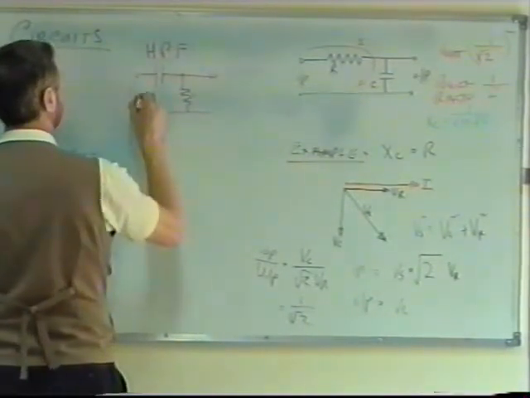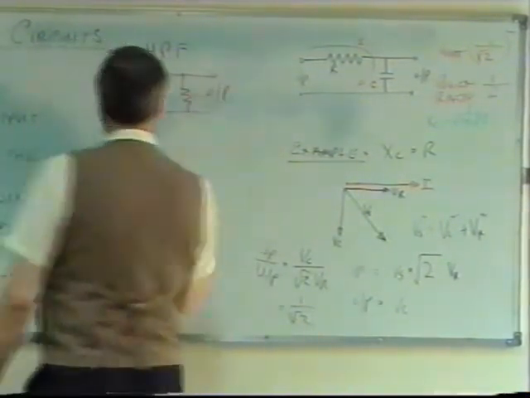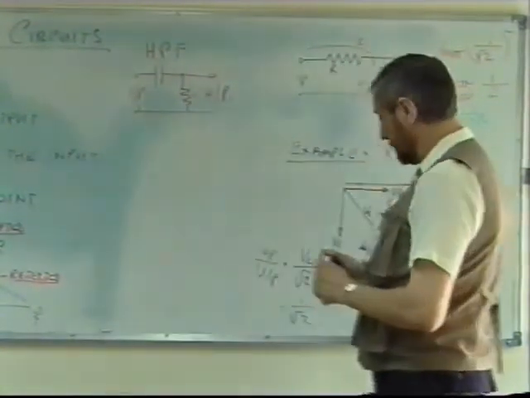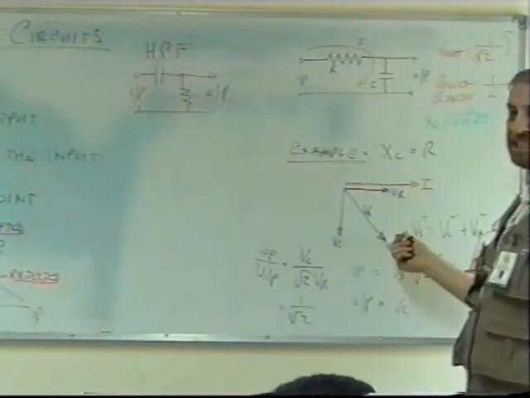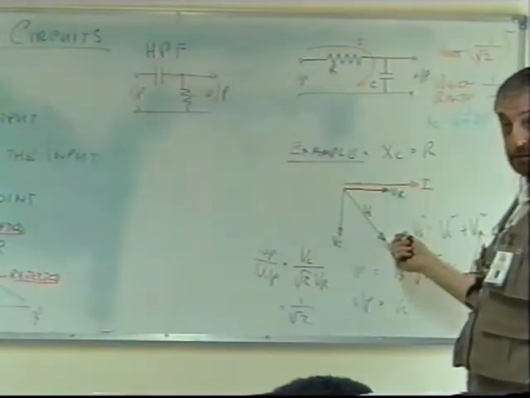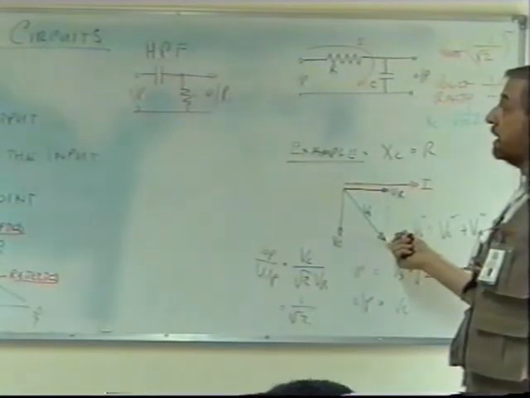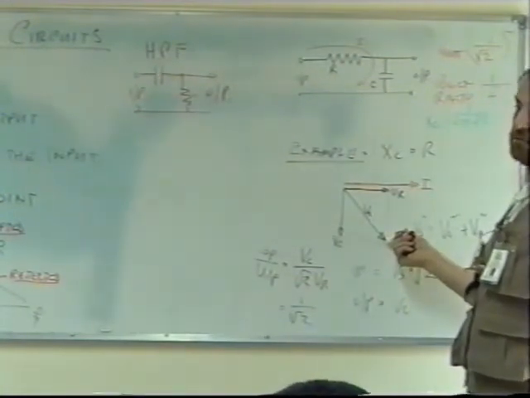That's right, this is our input, this is our output. But we assume exactly the same calculation. Here there's no difference. XC is equal to R. And if XC is equal to R, then that's where our cutoff frequency is.